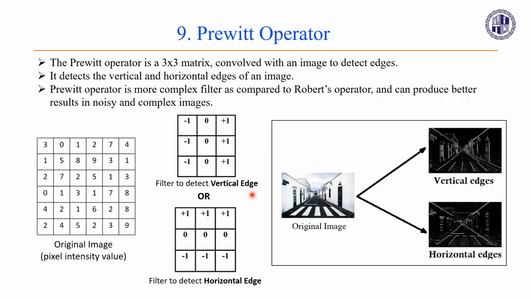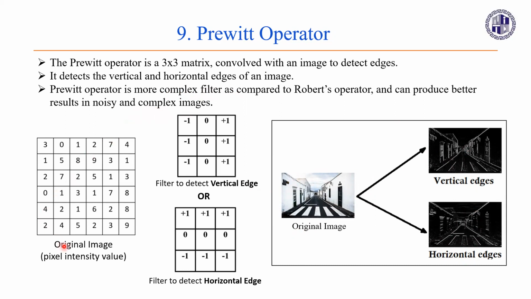Now coming to the Prewitt operator, it is a 3 cross 3 matrix convolved with an image to detect edges. Here in the image, we can see there is an original image. We can determine the vertical edges and horizontal edges over here. So as compared to the Roberts operator, the Prewitt operator is a much more complex filter and can produce better results in noisy and complex images.